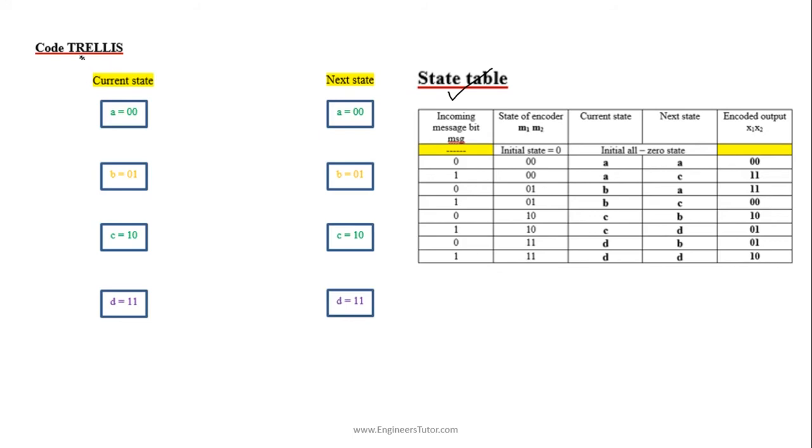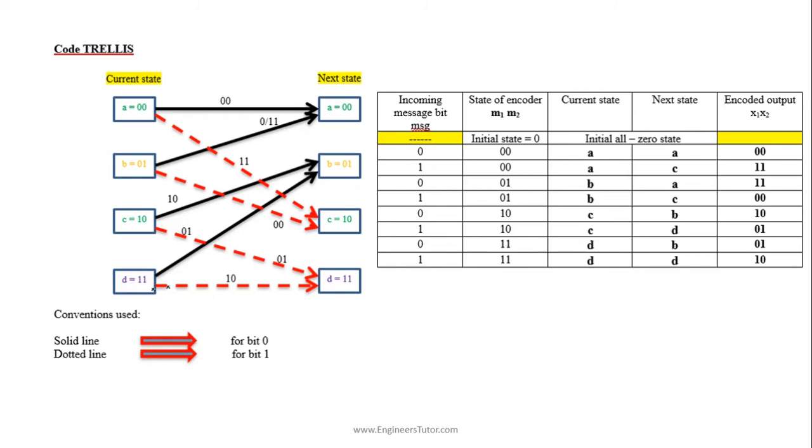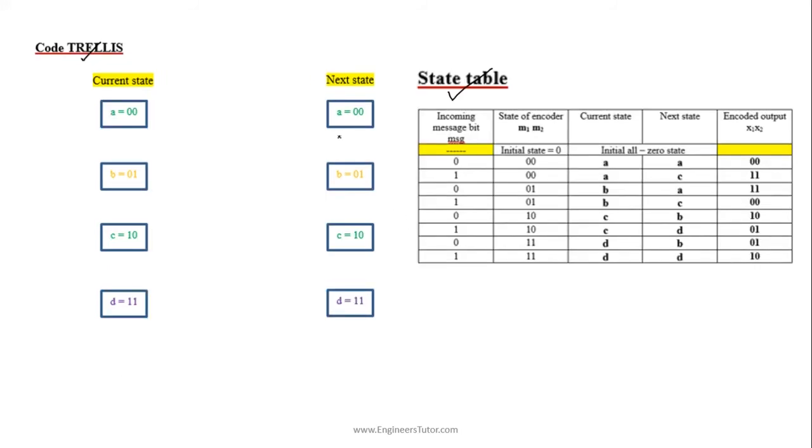To draw the trellis diagram, on the left hand side we represent current state A, B, C, D, and on the right hand side we represent next state. So we follow some conventions. If the incoming bit is 0, we use a solid line to draw that branch. If the incoming bit is 1, we use a dashed line. So if the incoming bit is 0, we start from the all 0 initial state.